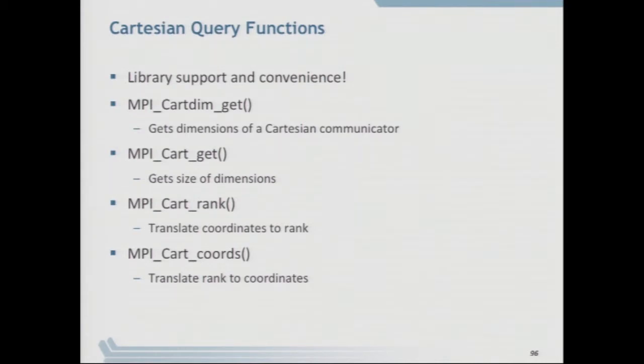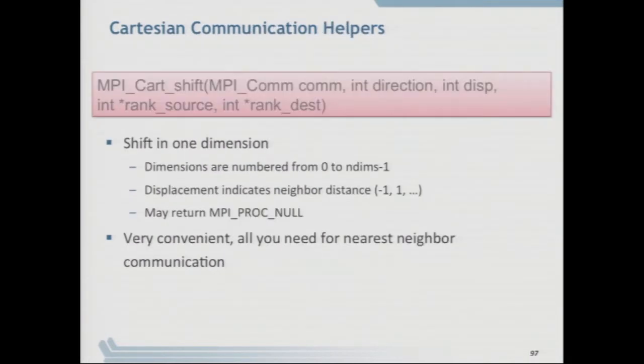What is rank 7's coordinate? And this one is the other one. What does coordinate 4, 3 correspond to, it will give you. So these are calculations you will do otherwise manually to figure out whom to send data to, basically.